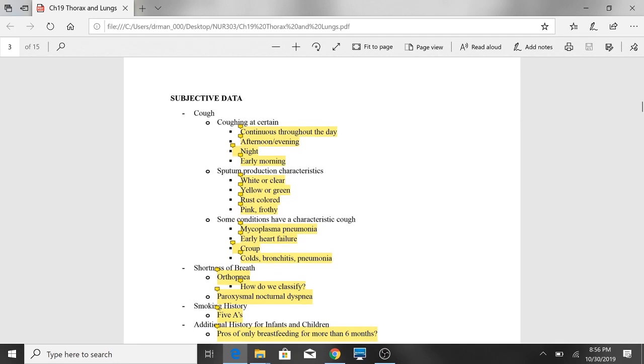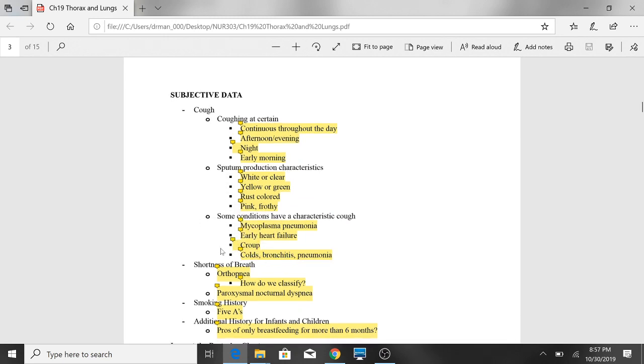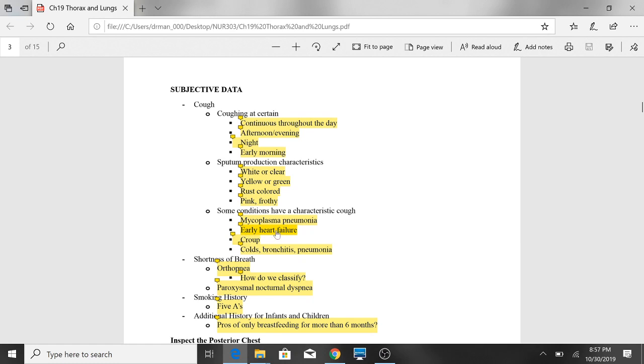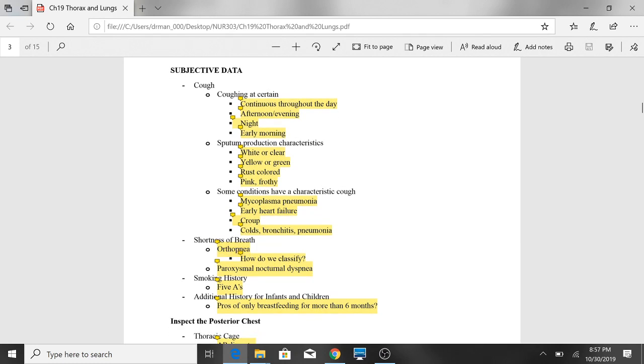Some conditions have a characteristic cough, like mycoplasma pneumonia has a hacking cough. Early heart failure has a dry cough. Croup has a barking cough, and cold, bronchitis, and pneumonia have a congested cough.